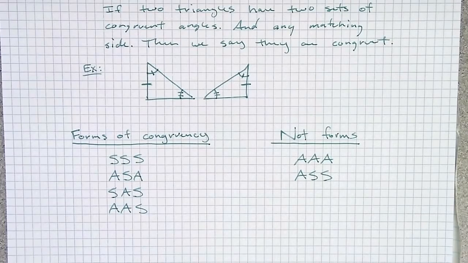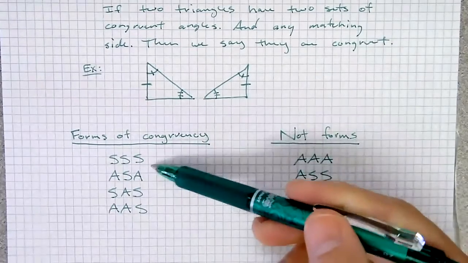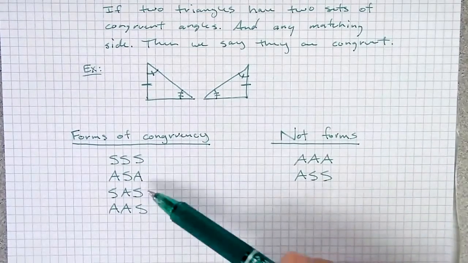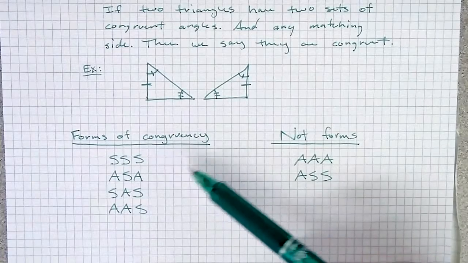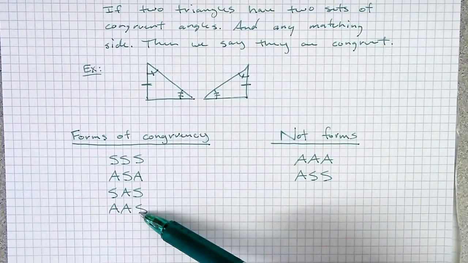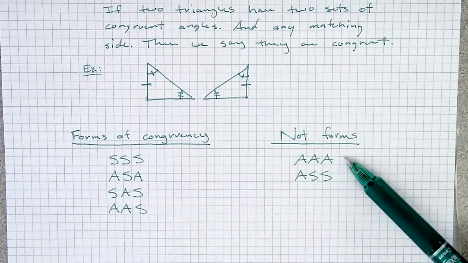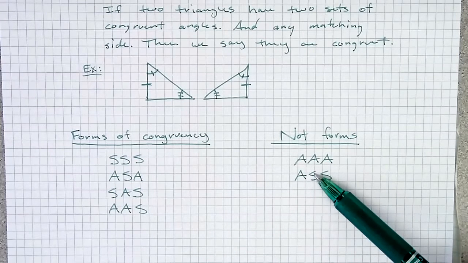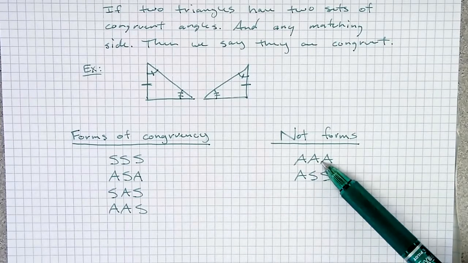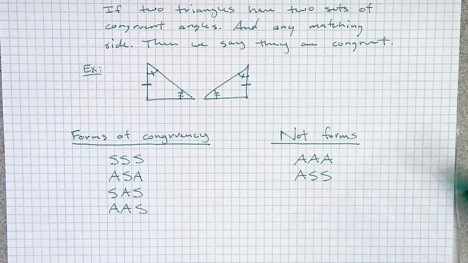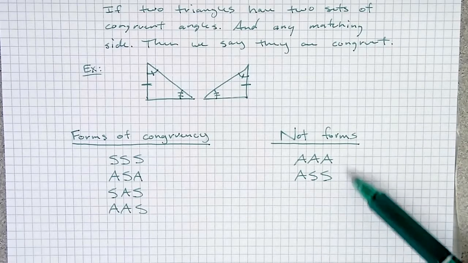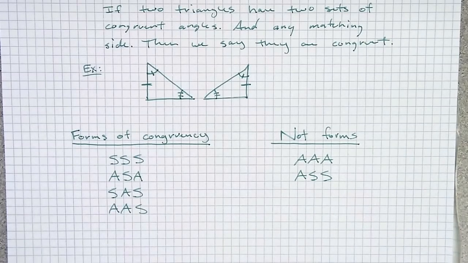Okay, so to recap, four forms of congruency that we'll be focusing on: side, side, side; side, angle, side; angle, side, angle; and angle, angle, side. Just note these two are not forms: angle, angle, angle, and angle, side, side. Fairly easy to remember, I would hope.